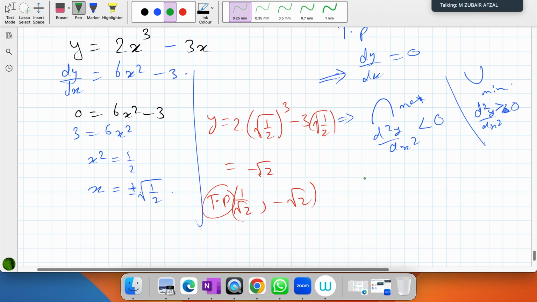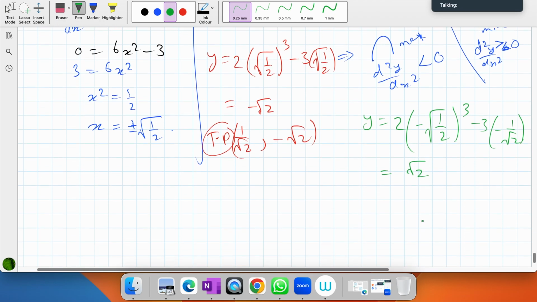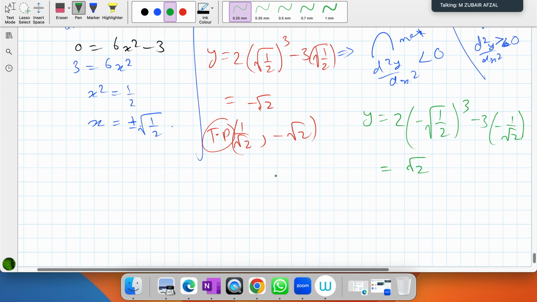The second turning point would be y is equal to 2 at negative x by 2, so negative 1 by square root 2 cubed minus 3 into negative 1 by square root 2. So we put a negative sign here and a negative sign here, and this is positive square root 2. So now we have two turning points. One turning point is already there, and the second is when we have negative 1 by square root 2 as x. This is positive square root 2.